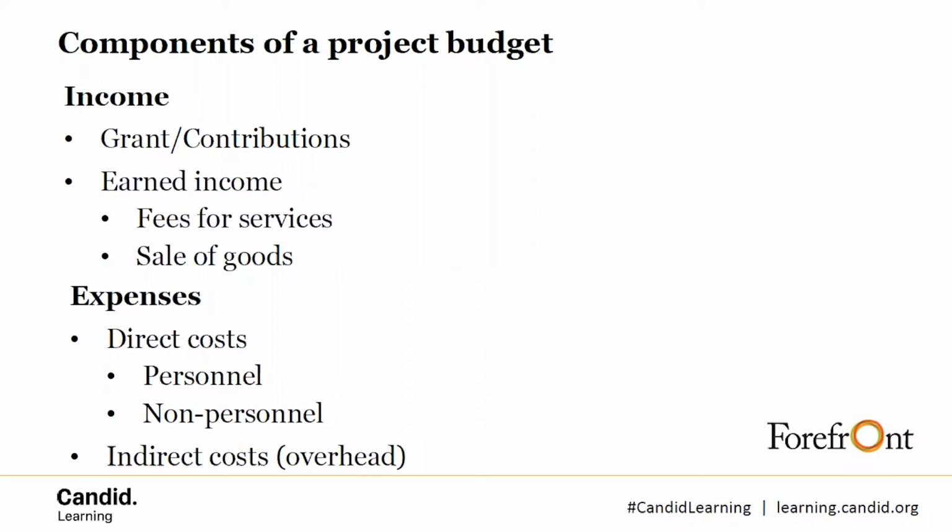Now, under expenses, we also have indirect costs. That's overhead. We will definitely talk about that more in detail later on in this presentation. So these are the basic components. Now we've gone over them. We're going to talk a little more about the process one goes through when you're developing a project budget.